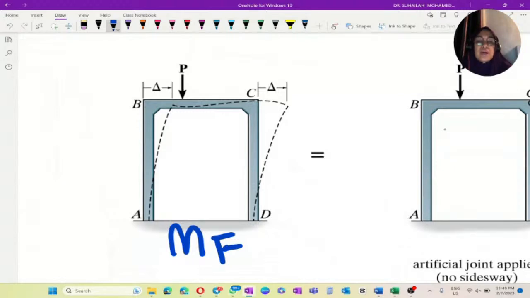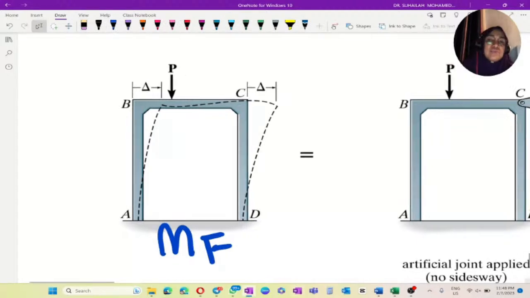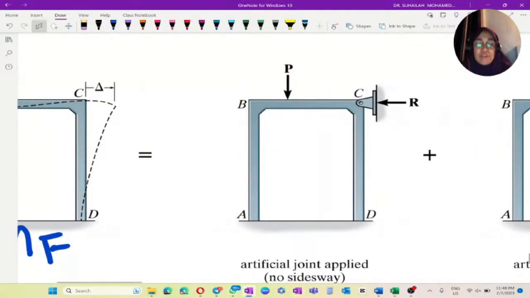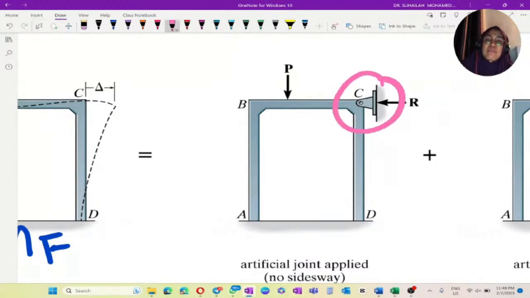For the final end moment, I label it as MF, or M total. So we have to divide into two. We want to have one frame in which we remove delta, and in order to remove delta, we have to put this pin support. Pin support is an artificial support, and by having this support, there will be a restraining force. This is actually the horizontal reaction that exists towards the pin C.